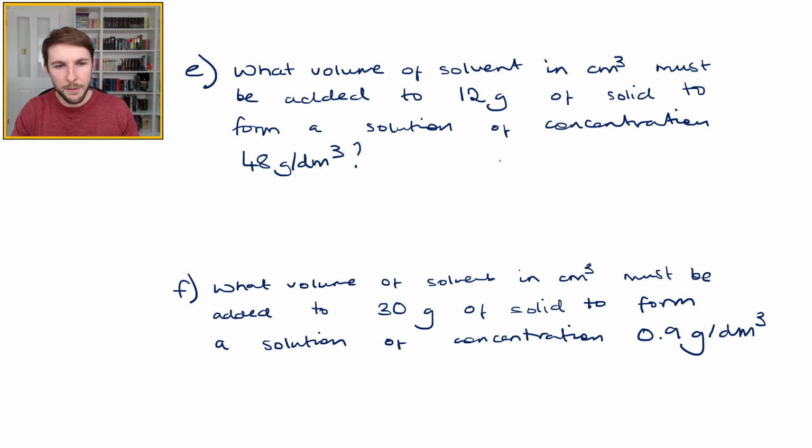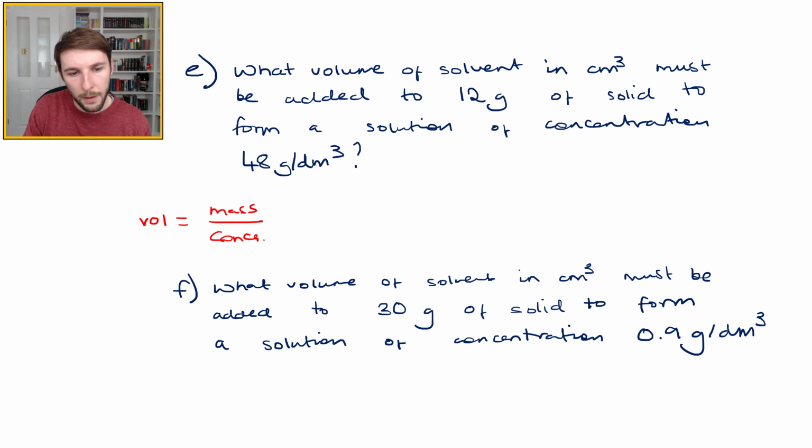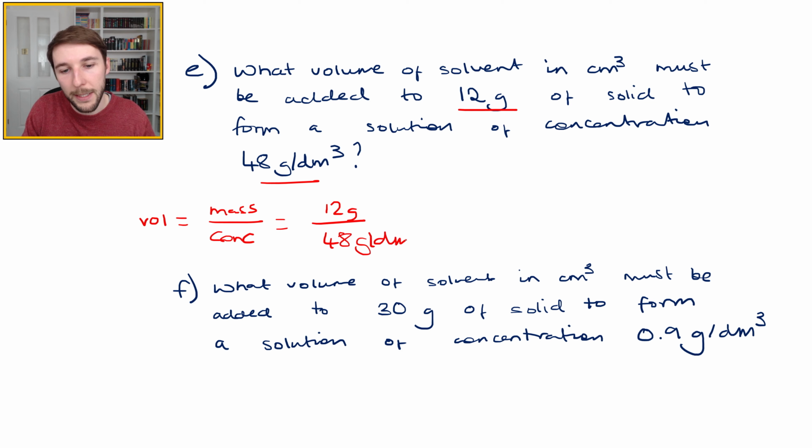Okay then, so in this first one, remember that we worked out the volume by doing mass divided by concentration. I'll just put conc there. And what we can do is have a look at the problem to see what data we've got. So we've got 12 grams and we've got a concentration over here. So I'm going to do 12 grams divided by 48 grams per cubic decimetre.